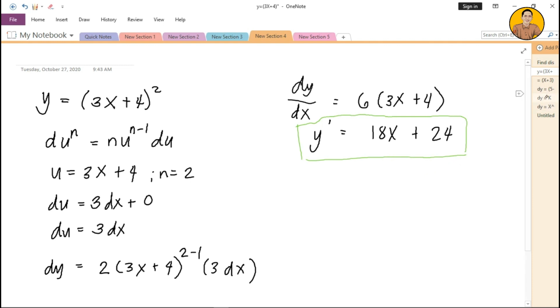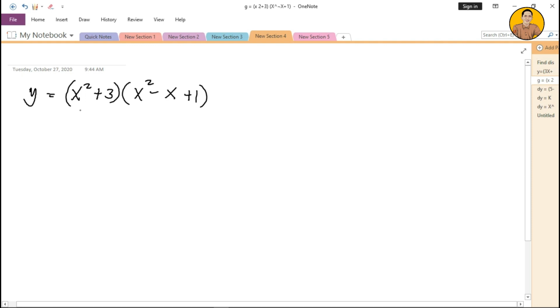So let's proceed to our next problem. So here, if you see this type of equation or function, so may nakamultiply na dalawang separated function, okay? So you have here x squared plus 3, the quantity, times the quantity x squared minus x plus 1. So we are required to find y prime here. So if this is the case, guys, gagamitin natin is your derivative of a product.